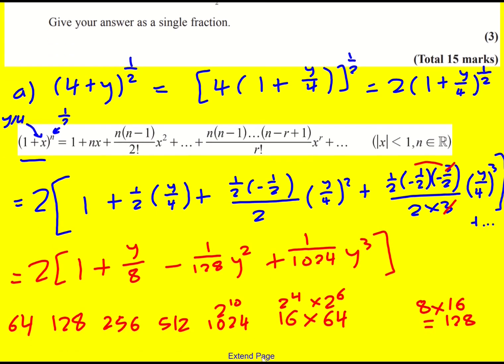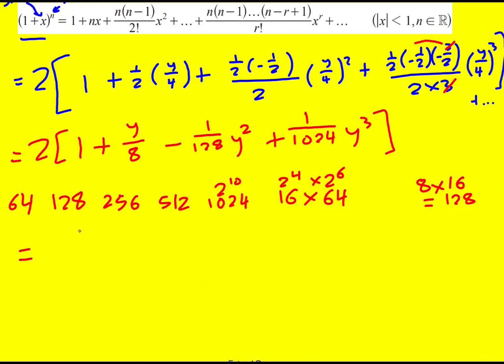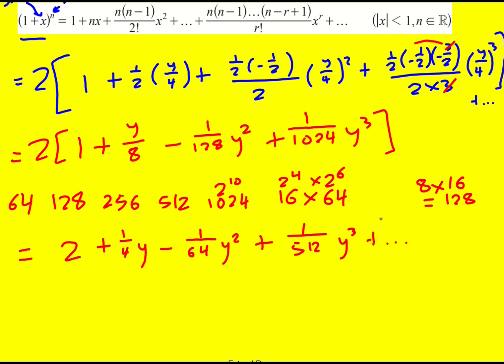So I'm nearly there. Taking a bit of time, but we've got to do it carefully. That's going to leave us 2 plus y over 4, some of them are written as fractions. Okay, I'll write it all as fractions. So a quarter y minus 1 over 64 y squared plus 1 over 512 y cubed.